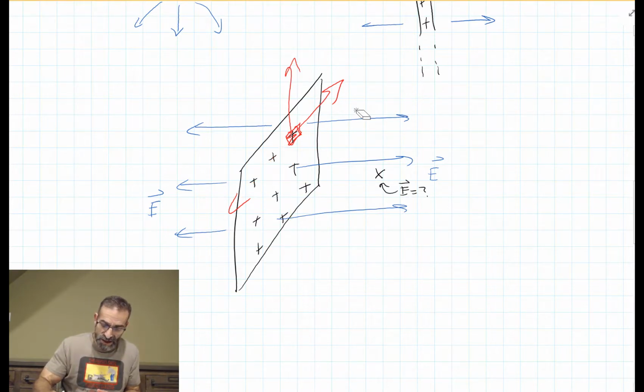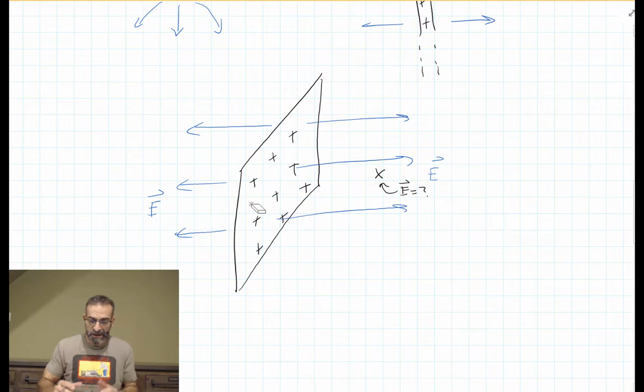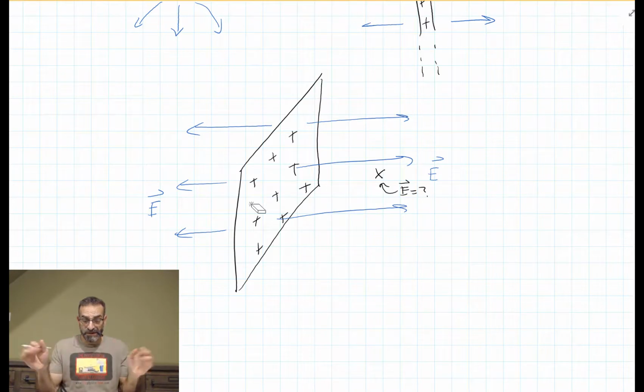So let's see if Gauss's law can help us here. We have some symmetry, right? These electric field lines are uniform, they're parallel to each other. So if we could put some kind of a shape in here where the sides of our shape are either parallel or perpendicular to the electric field lines, well, it might be a useful thing to use Gauss's law with that shape.